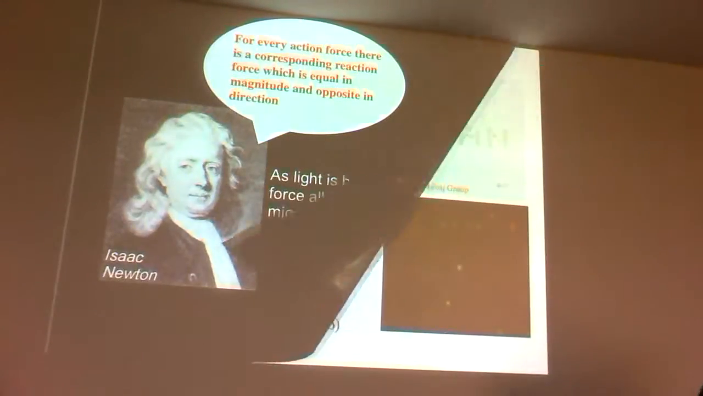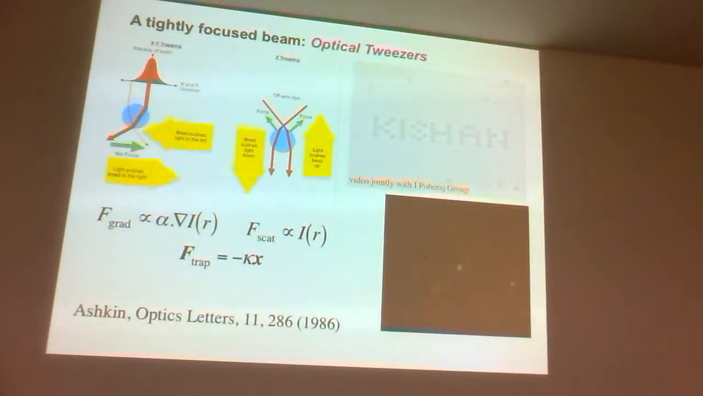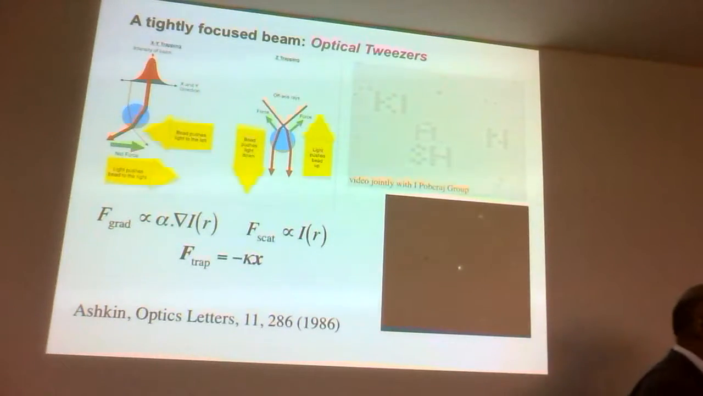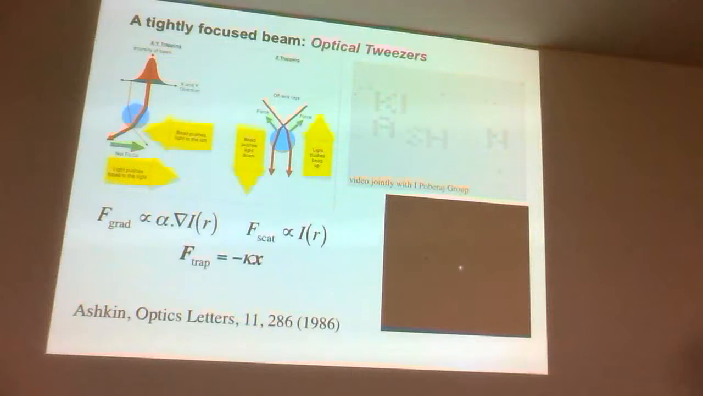So, how do we go from this dual beam trap to single beam trap? Because instead of just moving an object between two beams, I might want to just move it and hold it and move it.